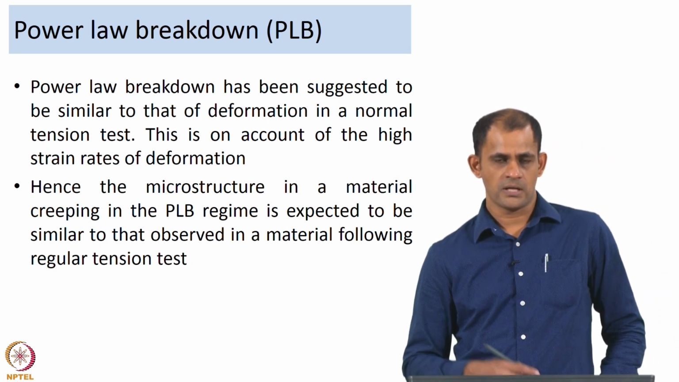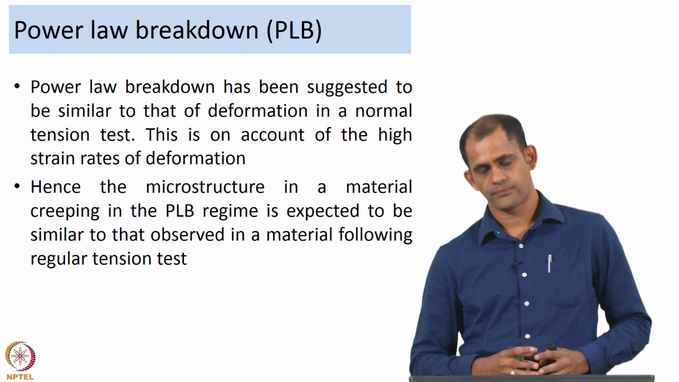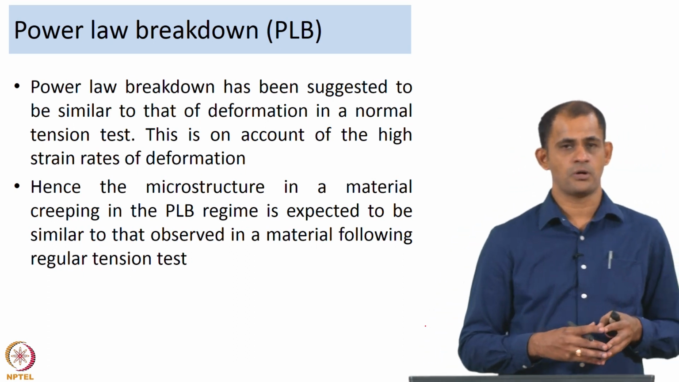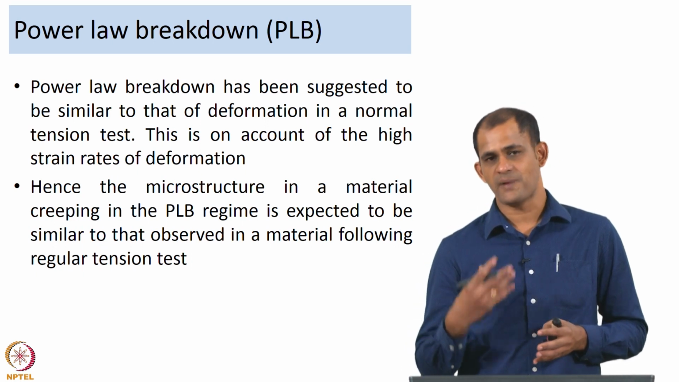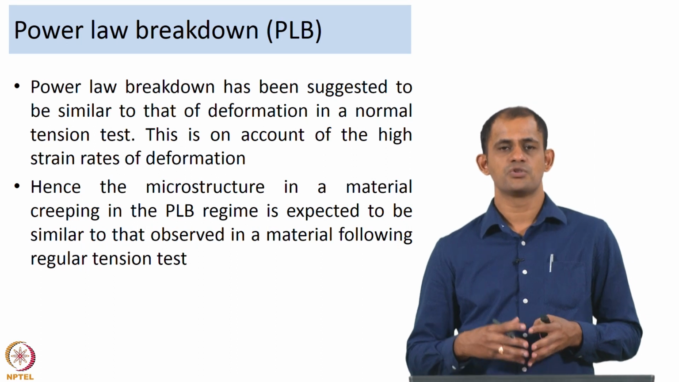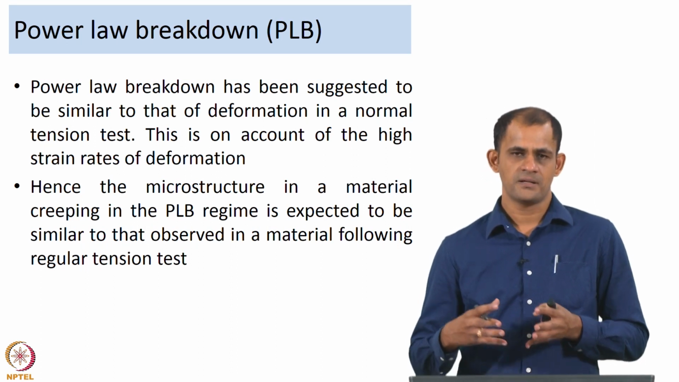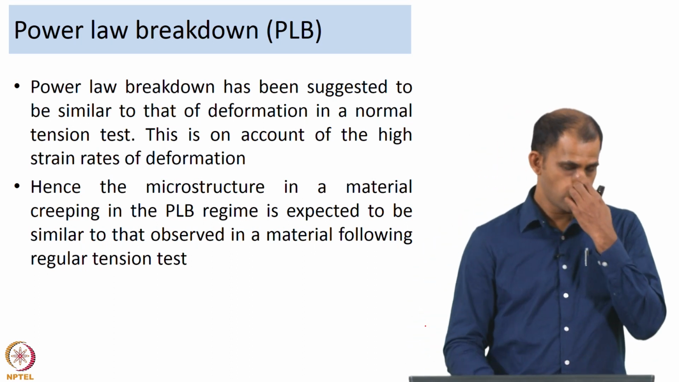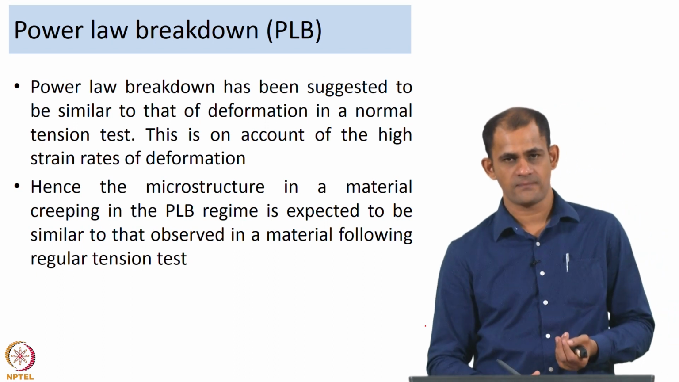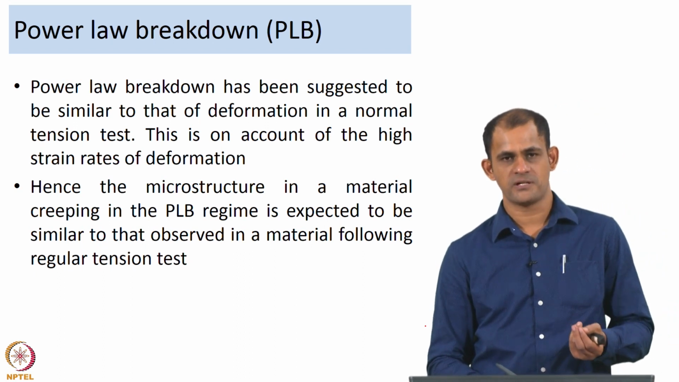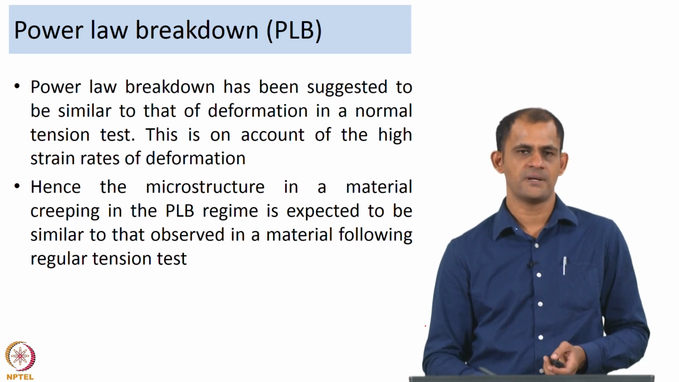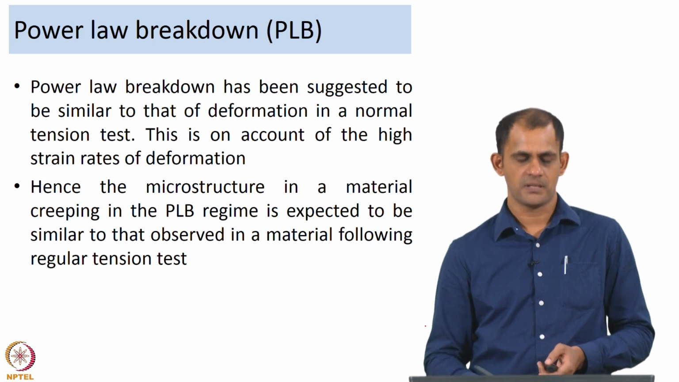So, people have come to conclude that power law breakdown could also be considered like a normal tension test. Then what could also be said is that the type of microstructure the material would develop after deforming in the power law breakdown regime should be similar to that of a material deforming in a regular tension test. The strain rates of deformation are similar. So, the microstructure that one would generate following plastic deformation in a tension test, a similar type of microstructure is expected to form in a material that has deformed by creep in the power law breakdown regime.